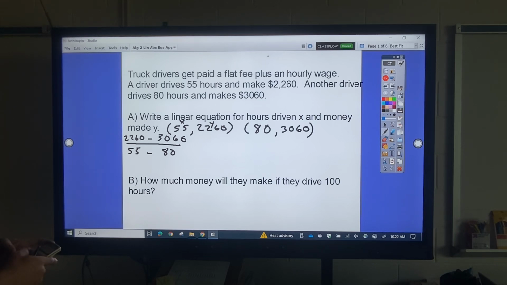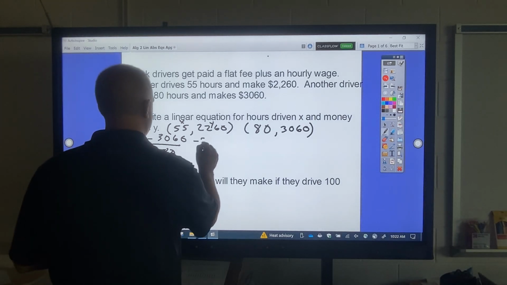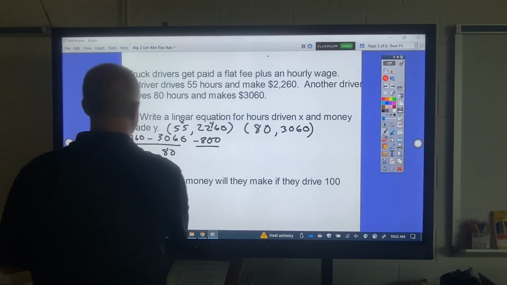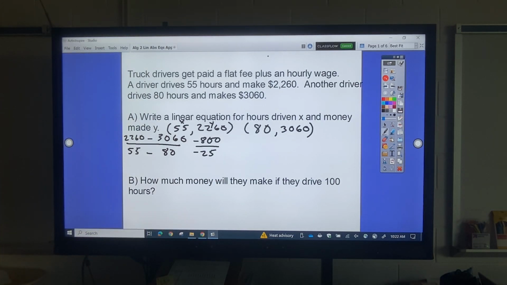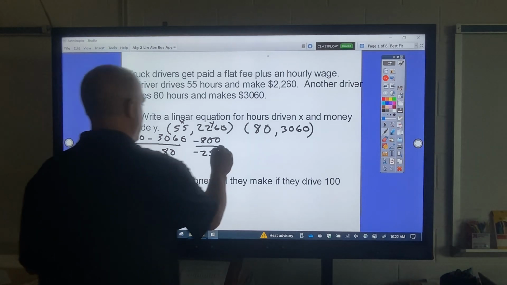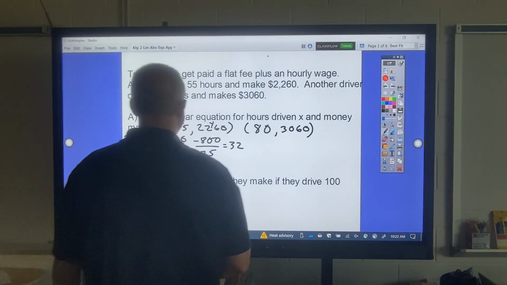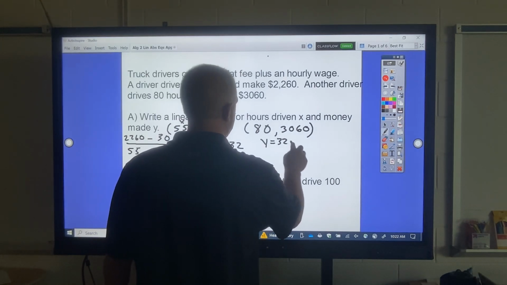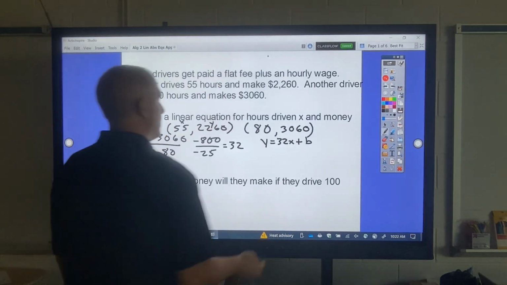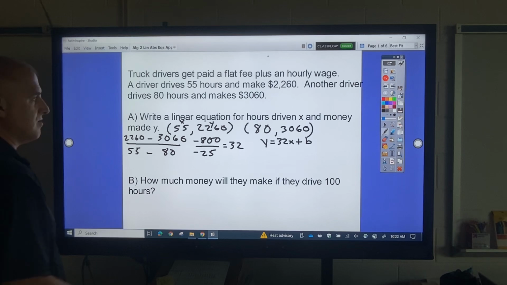2260 minus 3060 gives you negative 800, divided by 55 minus 80, which is negative 25. So 800 divided by 25 is 32. That's my slope. So I got y equals 32x plus b.